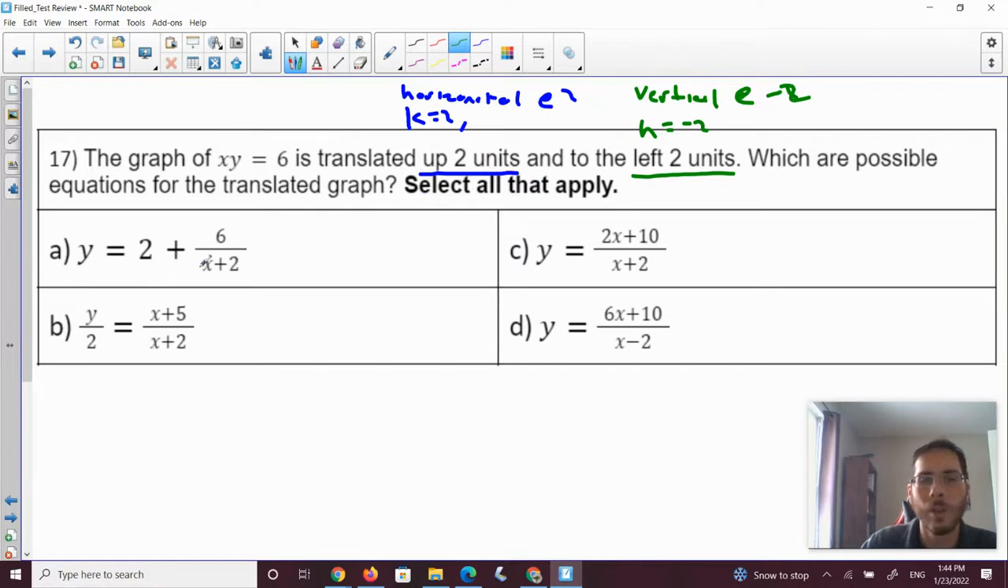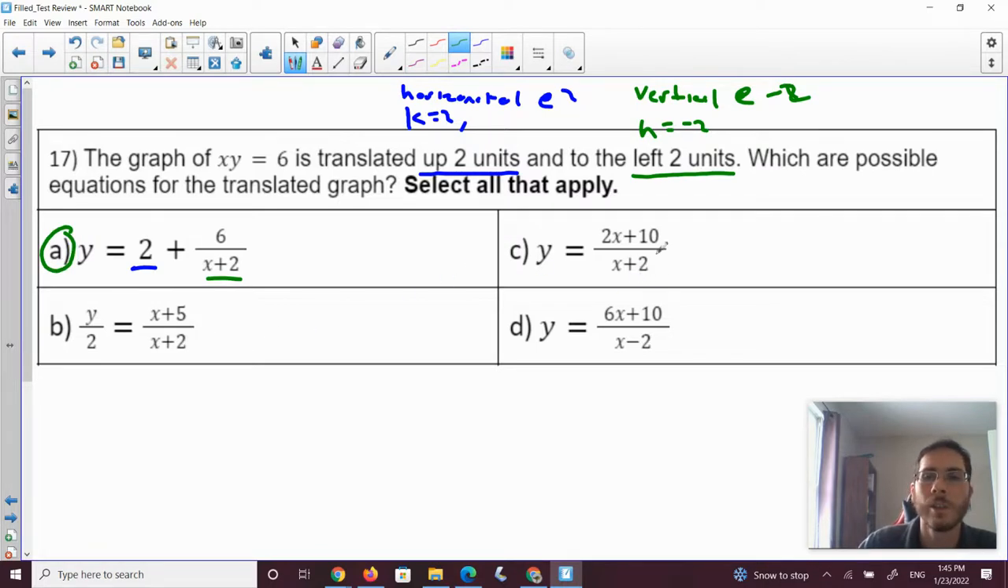So the ones that look good are going to be A, C, and D because they're already in y equals. So those ones are going to be the easy ones to check. So with this one, I mean, this one's perfect. I got a 2 out front. I got x plus 2, which means I'm going to go left 2. So A looks perfect. We're just going to pick that one right away.